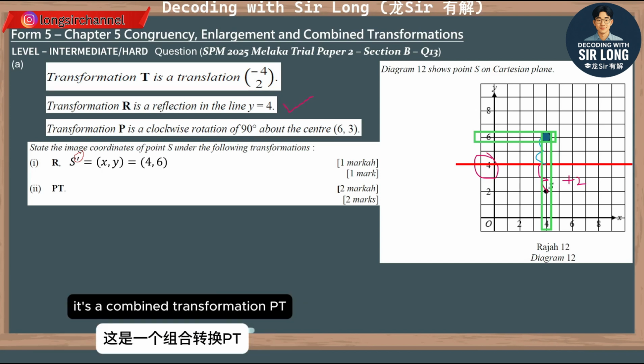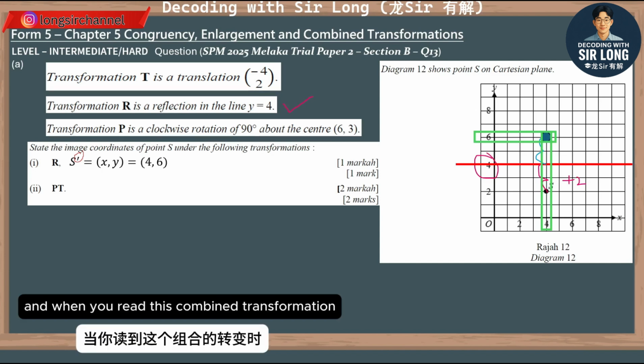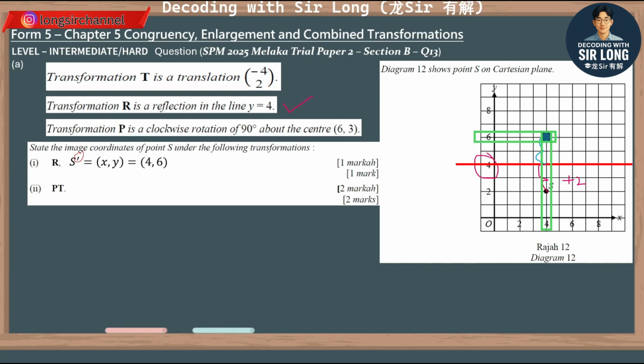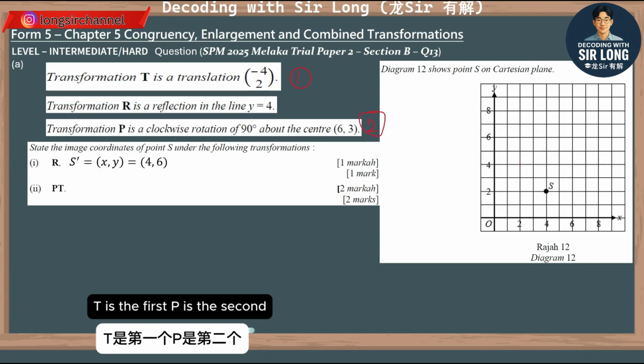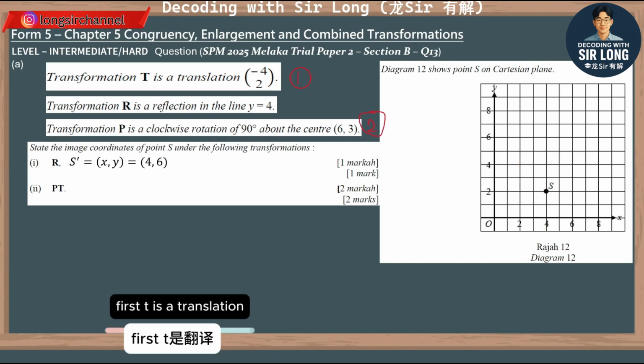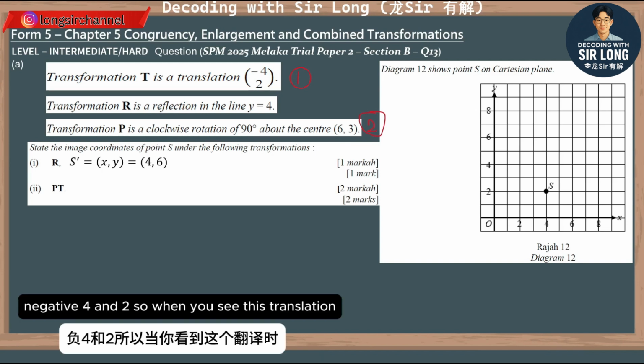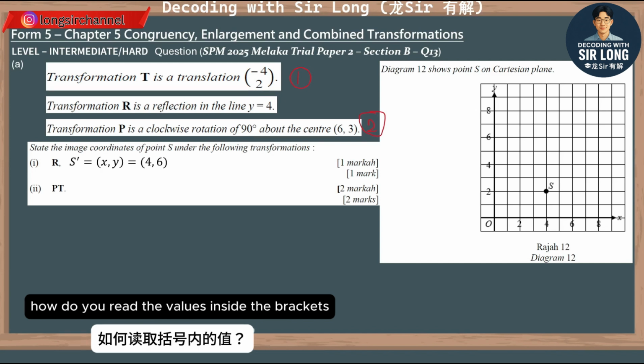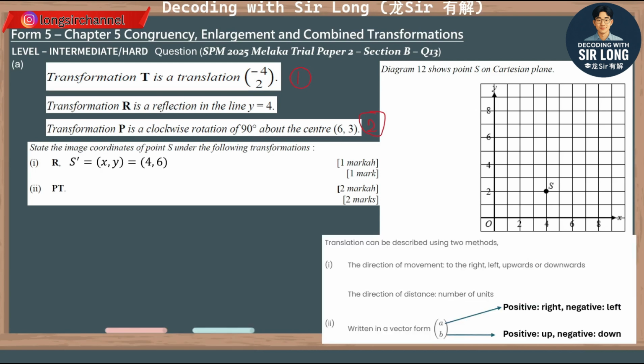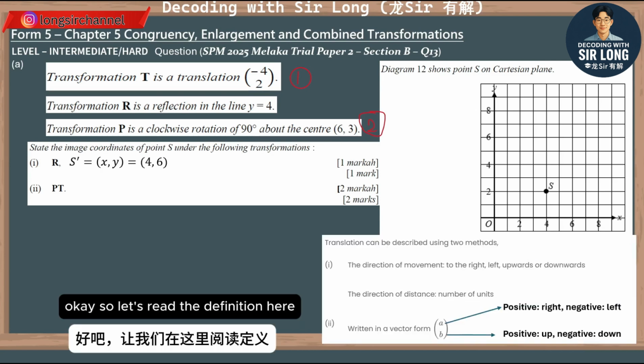It's a combined transformation, PT. And when we read this combined transformation, which one is the first? T is the first, P is the second. Alright, so let's deal with T first. T is a translation, (-4, 2). So when you see this translation, how do you read the values inside the brackets? Okay, so let's read the definition here.